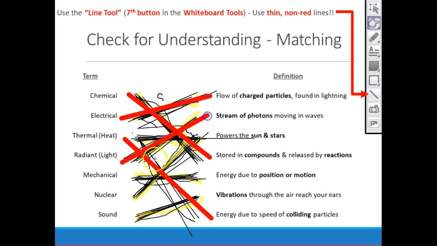Radiant energy, or light, remember, is a stream of photons. Photons are little packets of light. Mechanical energy is the energy due to position or motion. Nuclear energy is what powers the sun and stars. And sound energy is the vibrations that reach your ears.